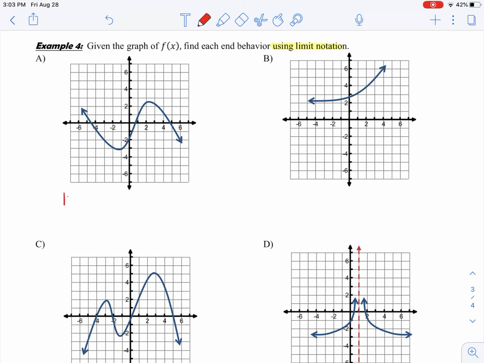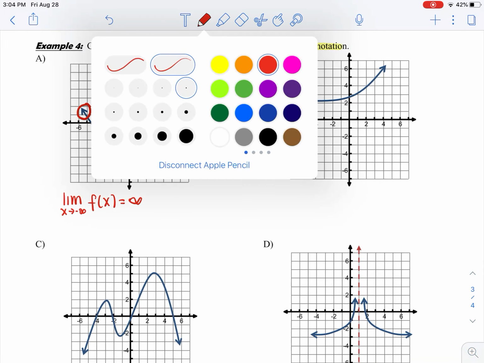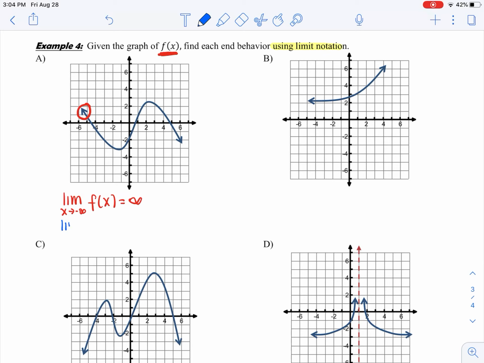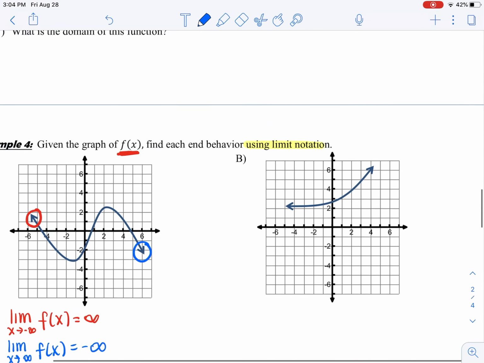All right, so you're going to write the limit as x approaches negative infinity, and then whatever the function's name. It says that all of these are going to be called f of x. So of f of x equals, so you're going to say as you look left on your graph, as your x values are getting smaller, what's happening to your y values? They're going up higher, so that's infinity. Then we have to do the other side. The limit as x approaches positive infinity of the function is equal to, so as your x values are getting bigger and bigger, if you look at your y values, they're getting smaller, so they're approaching negative infinity, and that's your end behavior.